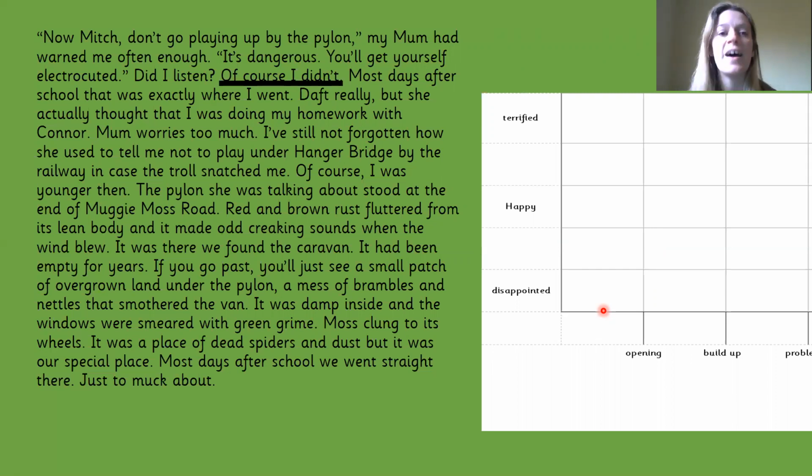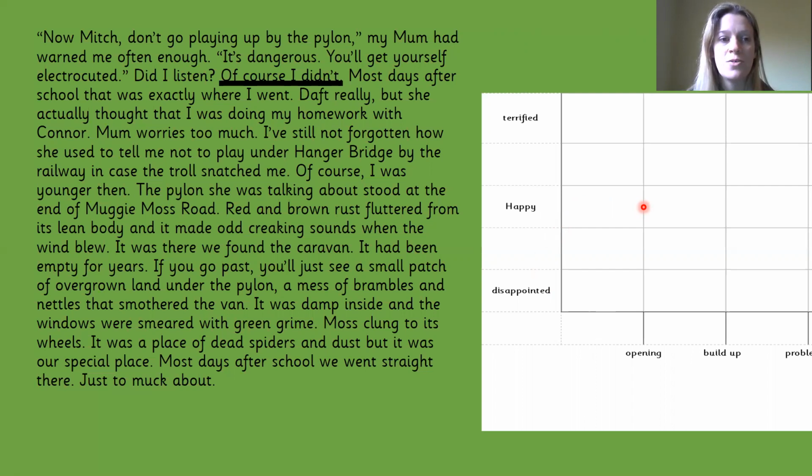Now I'm going to pick out that "of course I didn't" part, because his mum's worried. You can tell she's worried there because she's talking about it being dangerous and that he can get electrocuted, and she's warning him. But it says, "of course I didn't." Now, that tells me that he's not worried. So I'm feeling at the moment we might be sort of here with our happy, because he's not sad and he's not scared. He's just in a happy sort of state. But that's just my first piece of evidence there. Picked out, "of course I didn't."